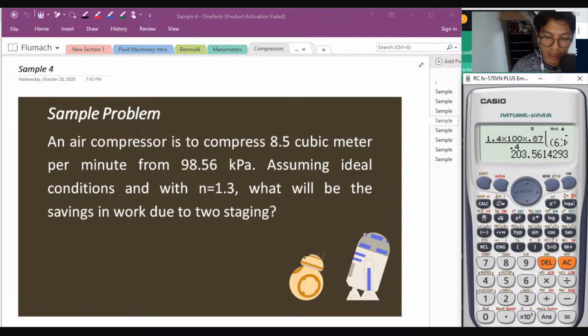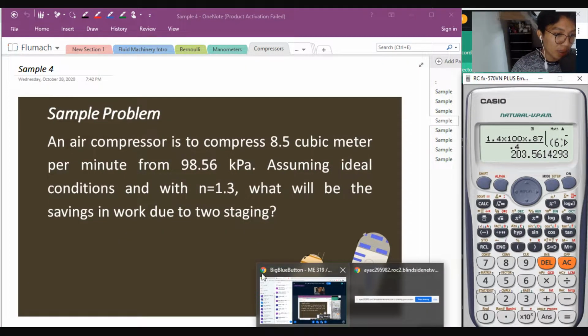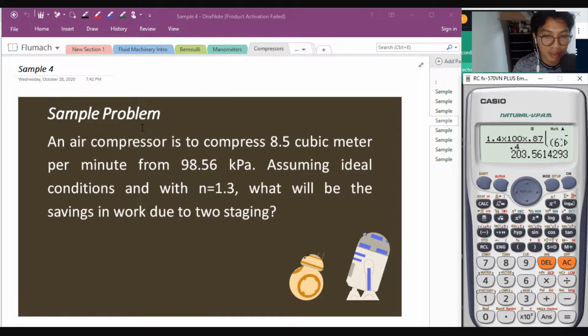So for the next 3 problems, an air compressor is to compress 8.5 cubic meters per minute from, ito yung P1, 98.56 kilopascals, assuming ideal conditions, and N, yung polytropic natin, no? Polytropic constant. What will be the savings in work due to two staging? May kulang ba dito? I think wala. Kasi dinual stage mo lang, dinoble mo lang yung stage niya.